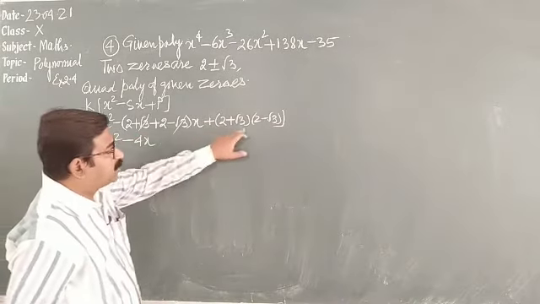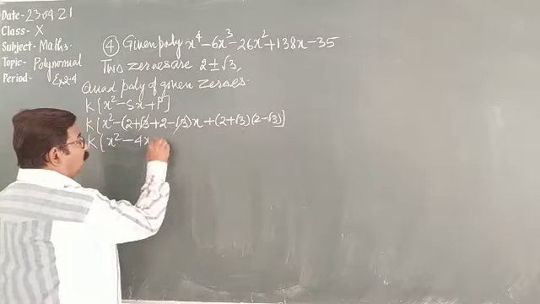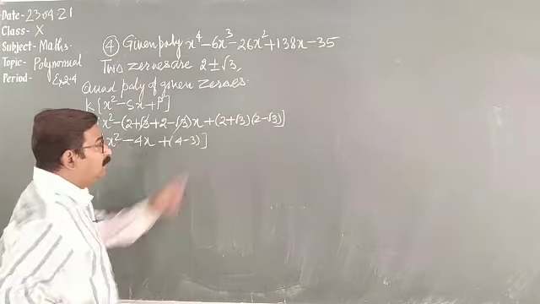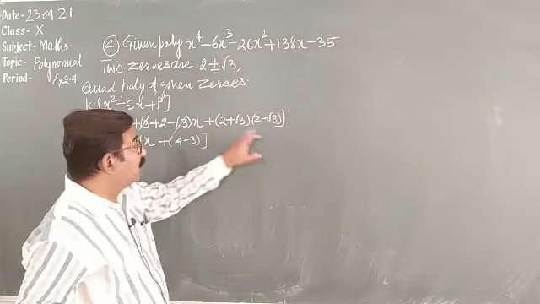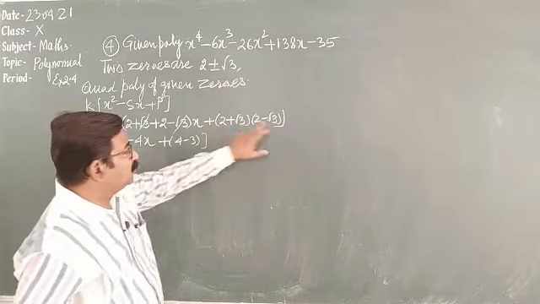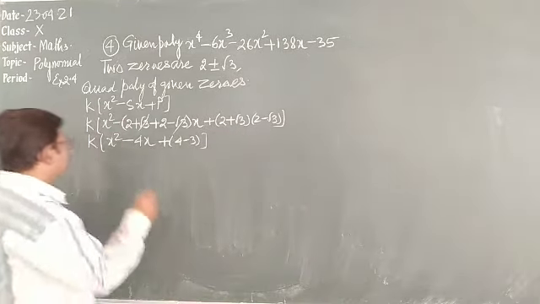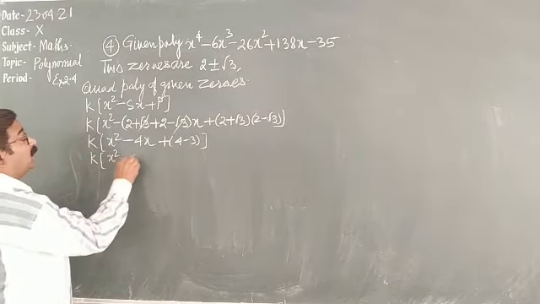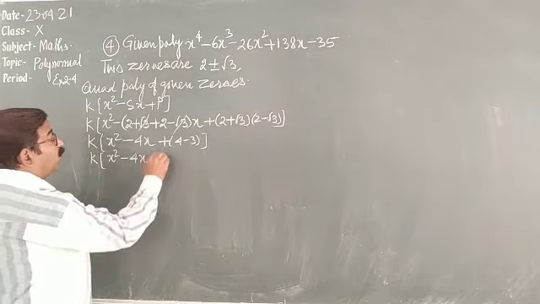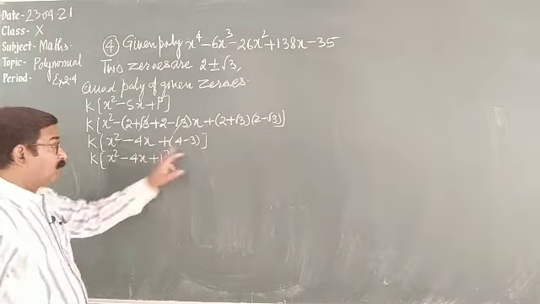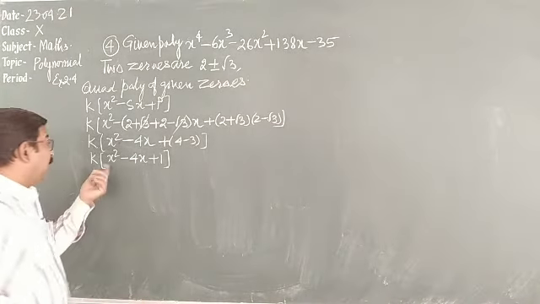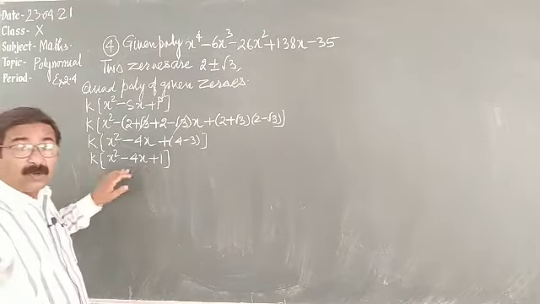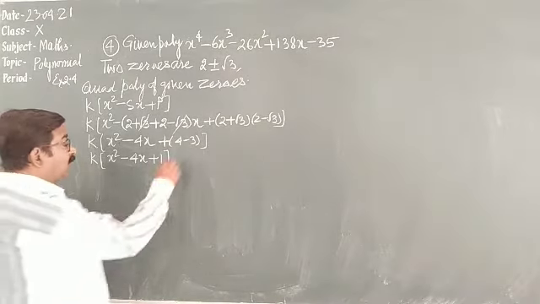And here a plus b and a minus b formula. So we have 4 minus 3. Why 4 minus 3? It is a square minus b square. 2 square is 4. Root 3 square is 3. So we have k times of x square minus 4x plus 1. 4 minus 3 is 1. Now we have to remove k. What is the value of k? Whatever the LCM of the bracket is, that is the value of k.